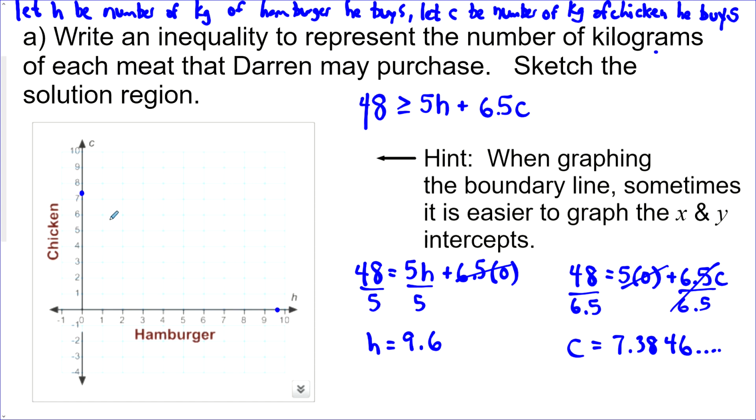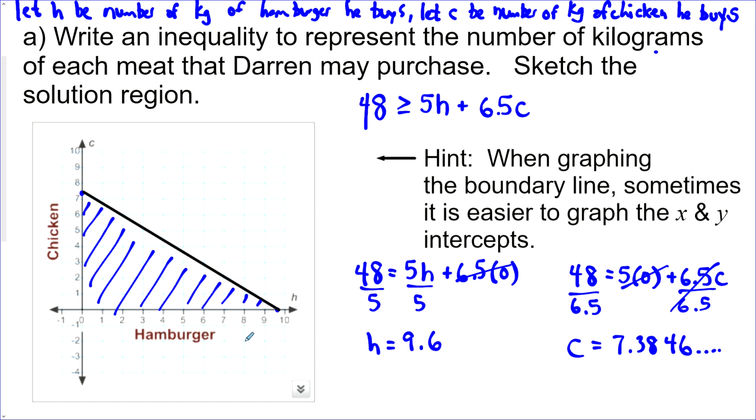Now we want to draw a line in between, and it's a solid line because we are 48 greater than or equal to. So let's draw that as a solid line here, all the way from here down to here. And then where's our solution area? Well, we want 48 to be the greatest, and this is underneath or less than. So we want all of these values here under here. And we don't actually want anything in the negatives, so our solution area is actually bounded by the x and y axis as well.